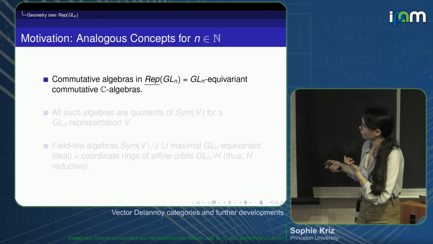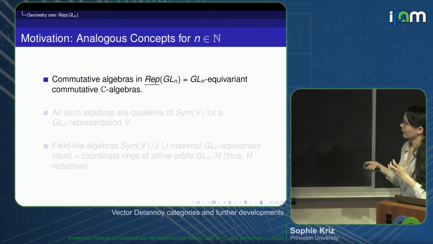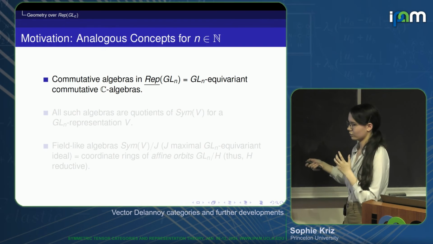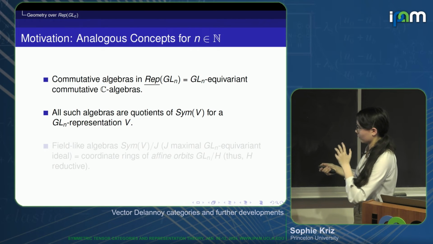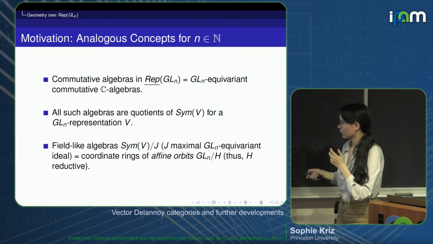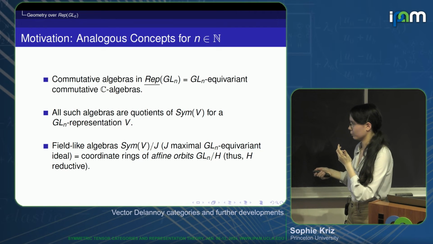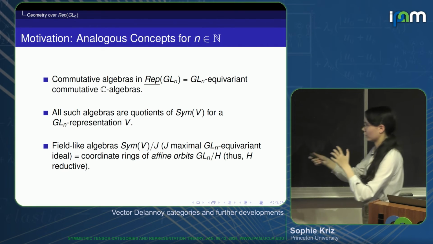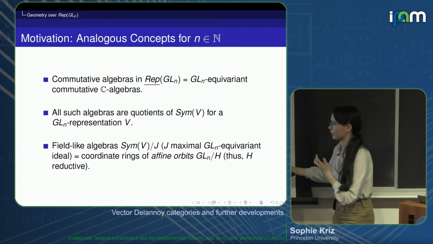And I guess some motivation from the side when we consider C to be a natural number is that the analog of commutative algebras in Rep of GL_N is of course just GL_N-equivariant commutative algebras. And so these algebras now are quotients of Sym(V) for V a GL_N representation. And field-like should correspond to being a quotient by some maximal GL_N-equivariant ideal. And so these field-like algebras are sort of capturing coordinate rings of affine orbits GL_N over H.